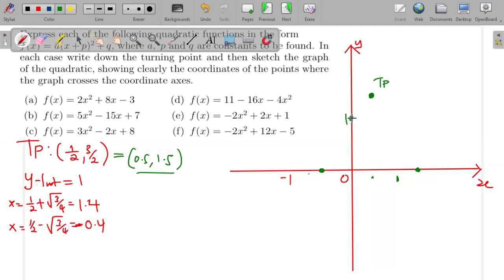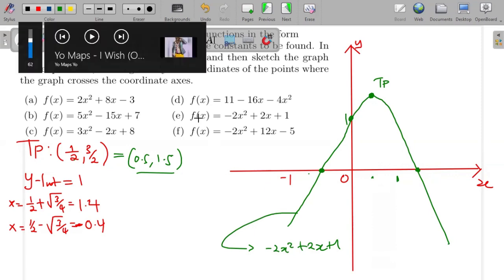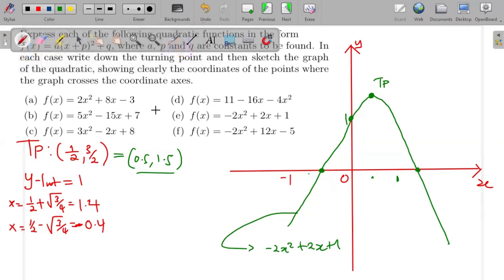Then this is my y-intercept. So I just draw a smooth curve that connects these, like that. Okay, so this one here is the curve for minus 2x squared plus 2x plus 1. Okay, so we are done. So that's how you can sketch graphs easily, by completing the square method.